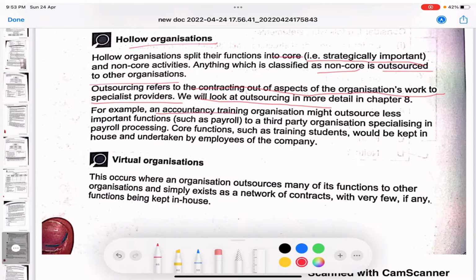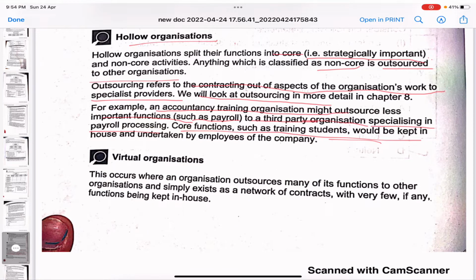So for example, an accountancy training organization. What is an accountancy training organization's core or strategic activity? It is to teach the pupils. There are many more functions which are important, like payroll and everything. All that is given to third party organizations who specialize in payroll processing. So core functions such as training and teaching will be kept in-house, and we will take care of them. Very easy. You understood? So that is what hollow organizations are: they outsource the non-core activities and keep the core activities in-house.